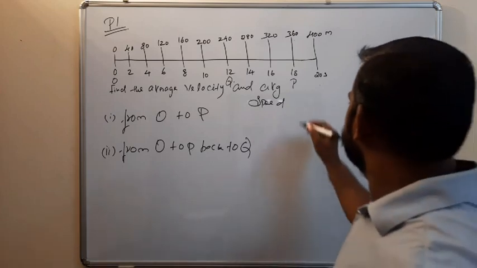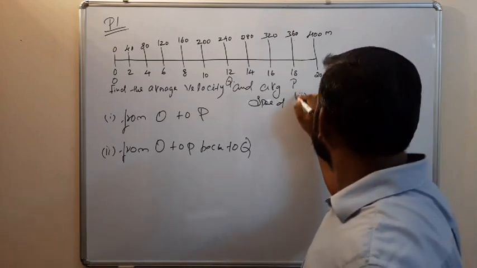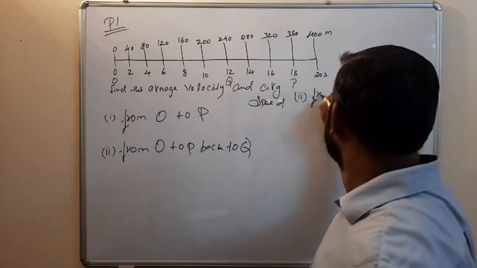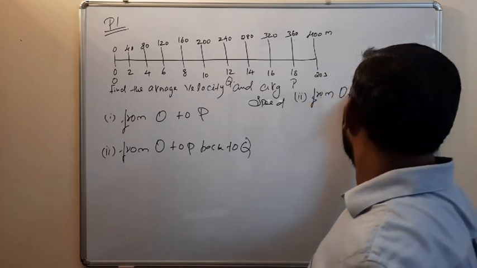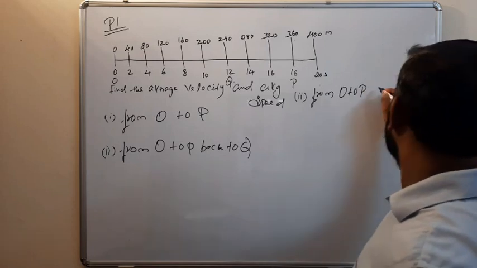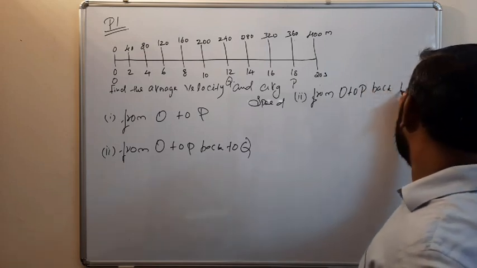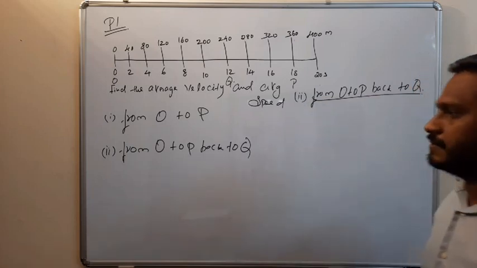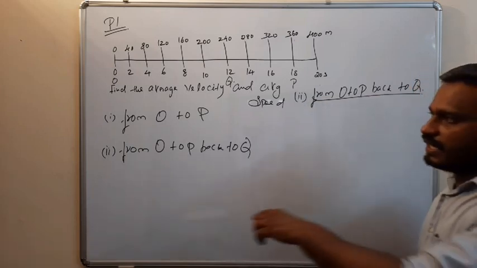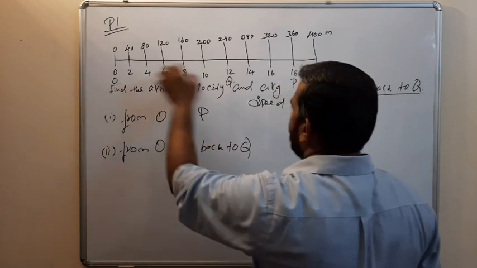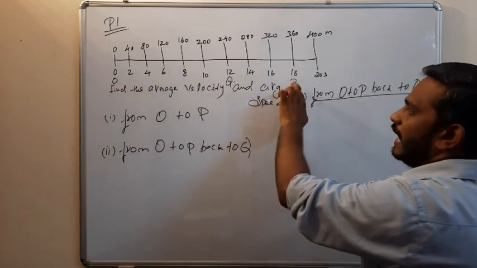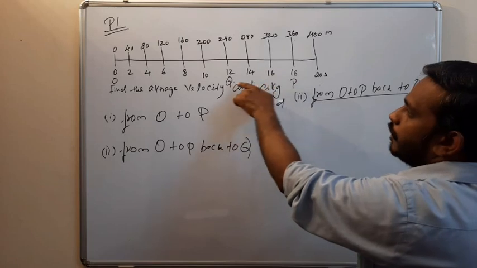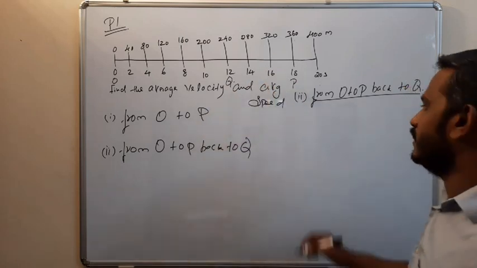Then case 2, from O to P and back to Q. The car starts the journey from this point O and reaches the point P, and again it goes back to the point Q.